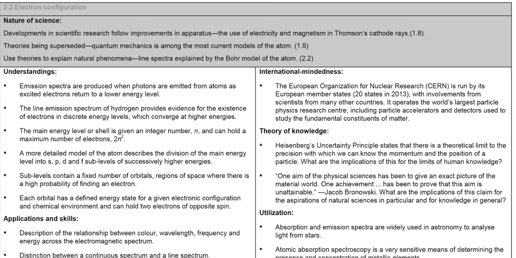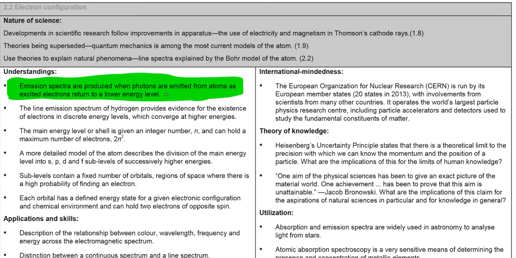Next, topic 2.2, we're looking at the electrons around an atom. Emission spectra are produced when photons are emitted from atoms as excited electrons return to a lower energy level. Right now, you can think of electrons orbiting around the nucleus in certain energy levels. So out, out, out.